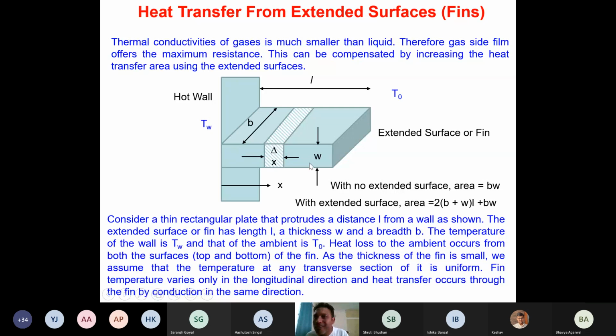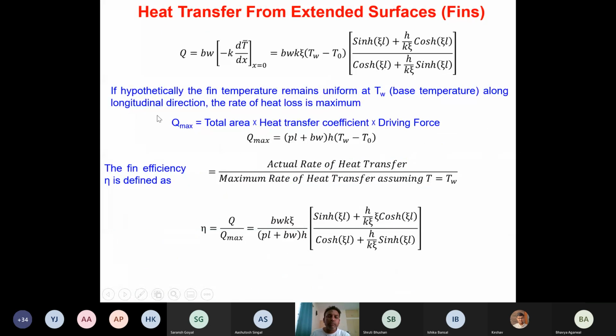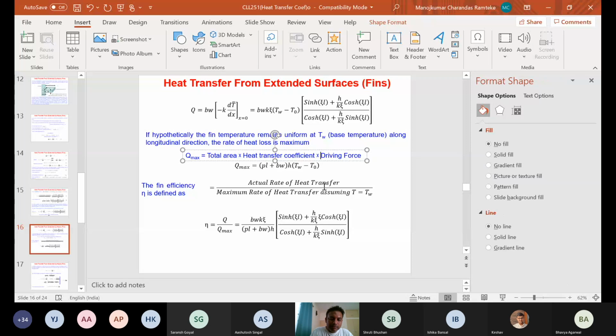Of course, this T is going to decrease as we move, but hypothetically the maximum amount of heat transfer can be obtained only if the temperature T at any location along the longitudinal direction is the same as TW. So maximum heat transfer Q max is defined as total area times heat transfer coefficient times maximum driving force. I am just correcting it: maximum driving force.